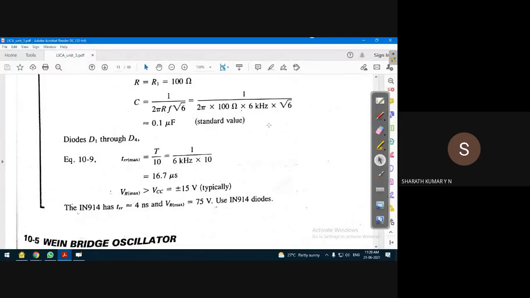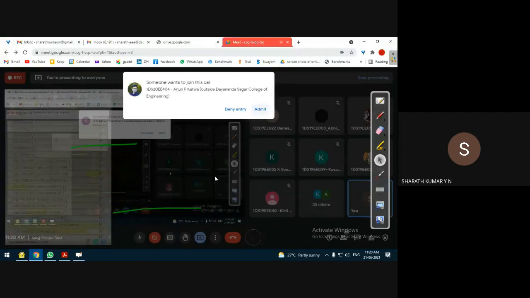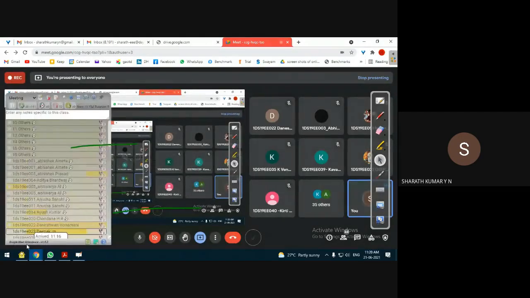I think this was discussed. We discussed numerical problems also, including selection of a diode for the oscillatory amplitude stabilization circuit. Okay, fine. So this will continue.